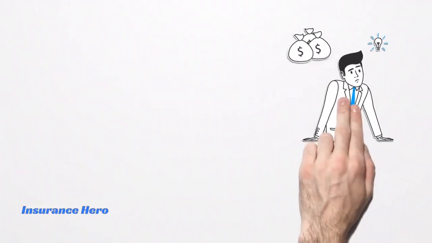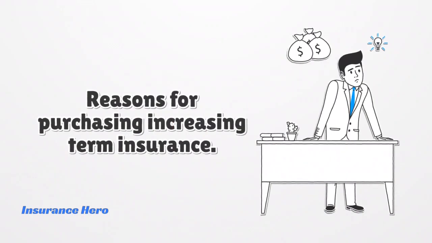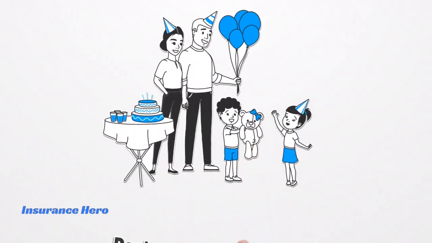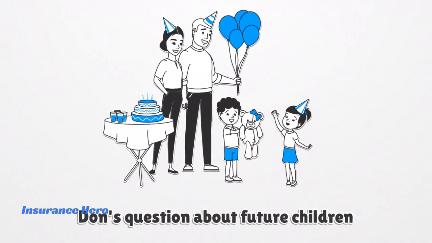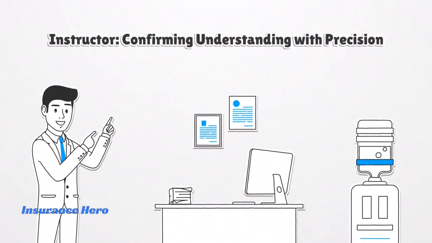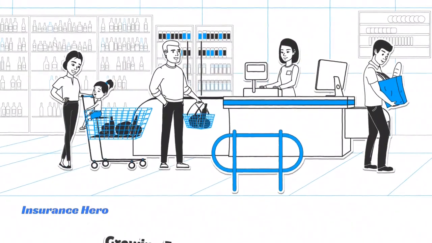Dawn, can you think of a reason someone might buy increasing term insurance? If they're expecting to have more children in the future. Exactly. As a family grows, their insurance needs may increase.